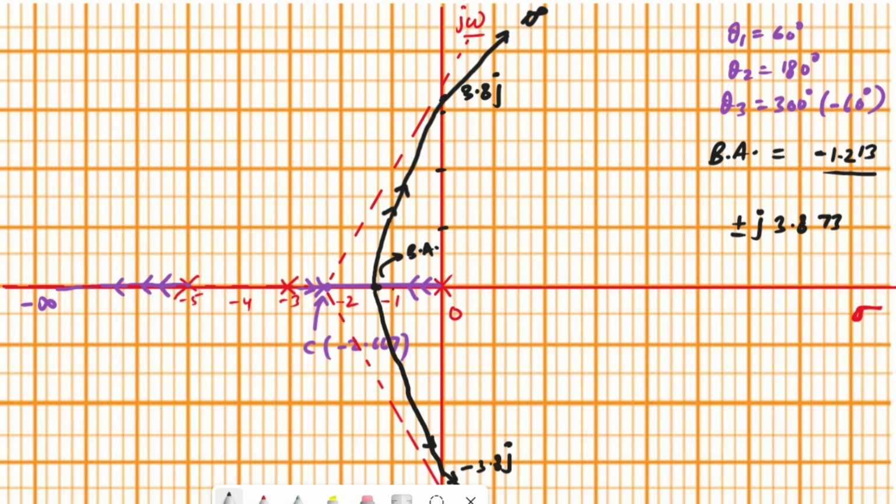So the remaining branches: this one is the first branch on the real axis, this is the second branch on the real axis, and this is the third branch of the root locus. So overall, this is how we will draw the root locus by combining all the steps.